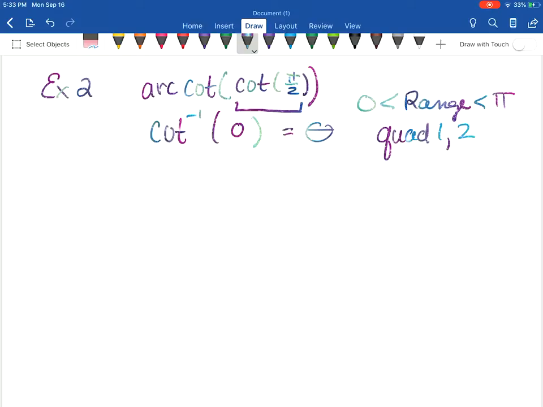So I want to look at the unit circle and figure out where I would get 0. What angle would I get 0 for cotangent on the unit circle? And that would have to be pi over 2, because at pi over 2, my x-coordinate is 0, my y-coordinate is 1, so I would have 0 over 1. So my final answer would be pi over 2 for this expression.